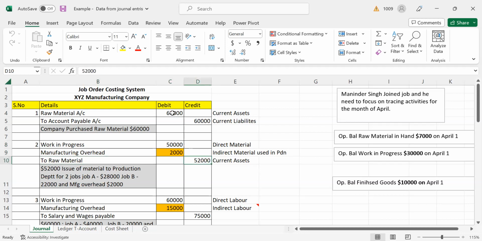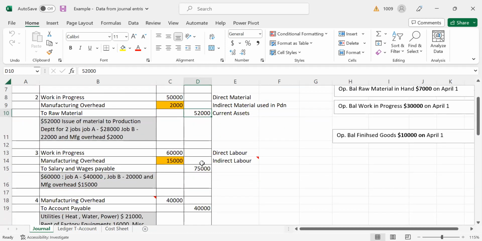First we debit when we purchase, meaning raw material increases. Now we credit, so raw material decreases. Raw material has gone down by that amount, $52,000. Okay, the third entry is $60,000, for job A and job B, and manufacturing overhead of $15,000 here.